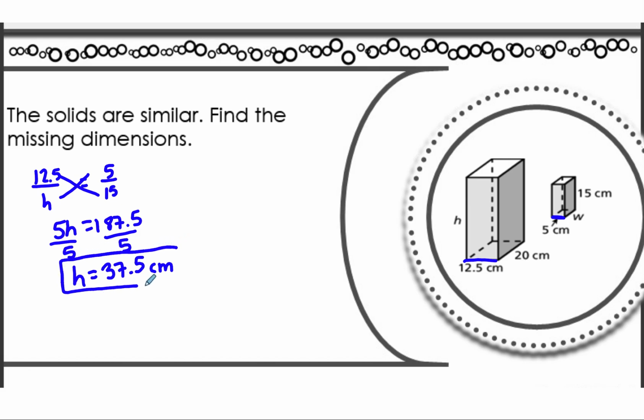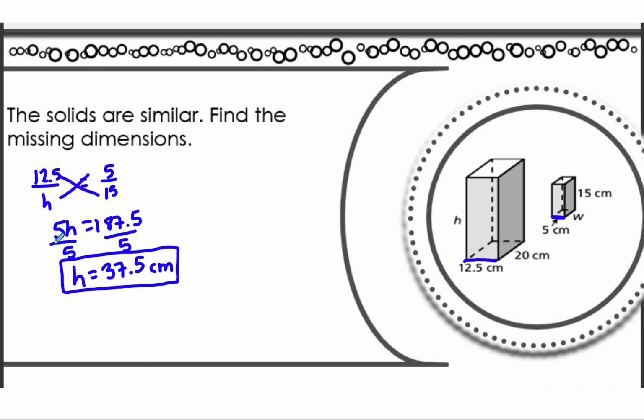Always a good idea to at least look at the picture, make sure it makes sense. This is 12 and a half. This is 37 and a half. Yeah, that makes sense. If this little part's 5, 15 is 3 times bigger. I didn't have a side-to-side multiplication pattern, but I did have an up and down one. So I could have done 5 times 3 is 15, and 12 and a half times 3 gives me that 37 and a half.